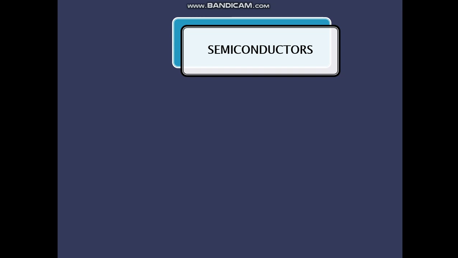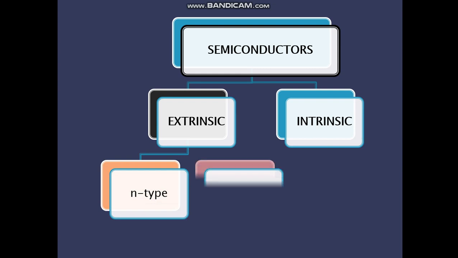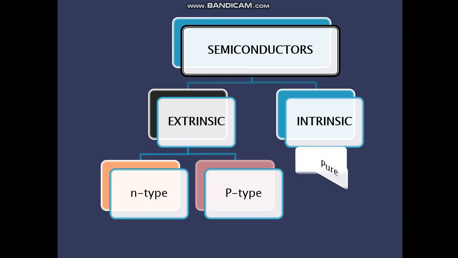We have the semiconductors now, about which we are going to learn in this topic. Semiconductors are of two types, the extrinsic and the intrinsic. Extrinsic is N-type and P-type. The intrinsic semiconductor is actually the pure semiconductor. The intrinsic semiconductor is doped with impurity to form extrinsic semiconductor.